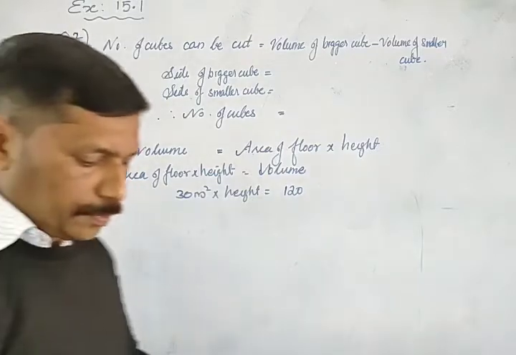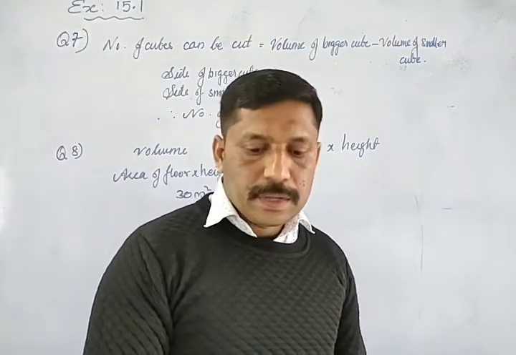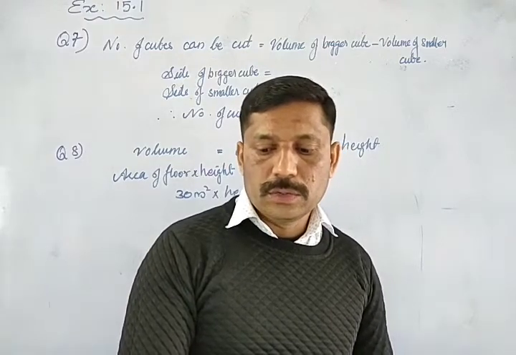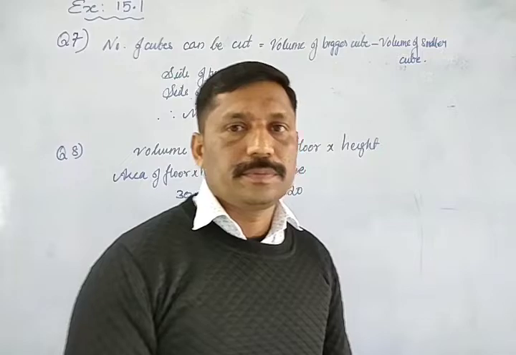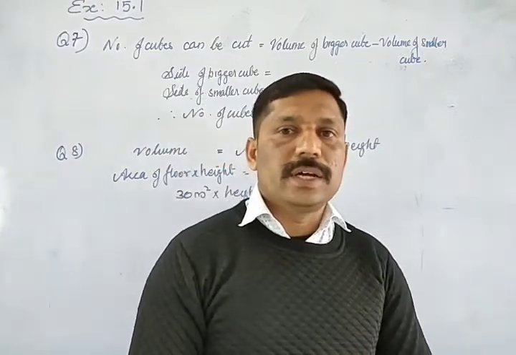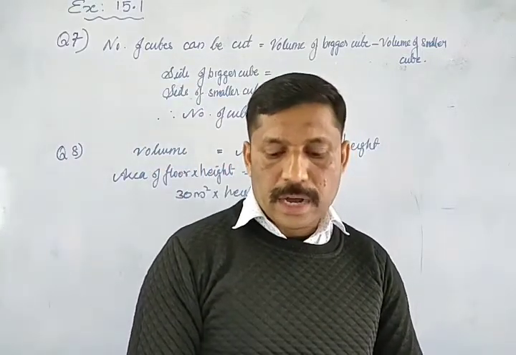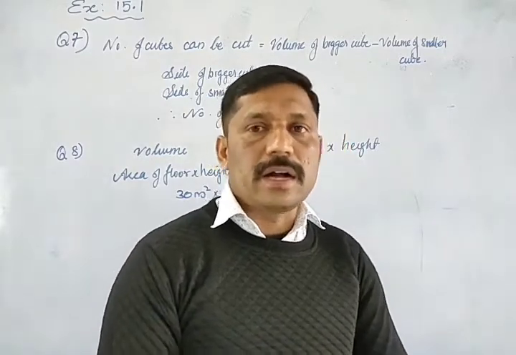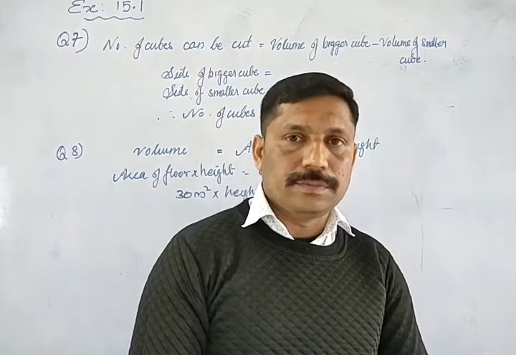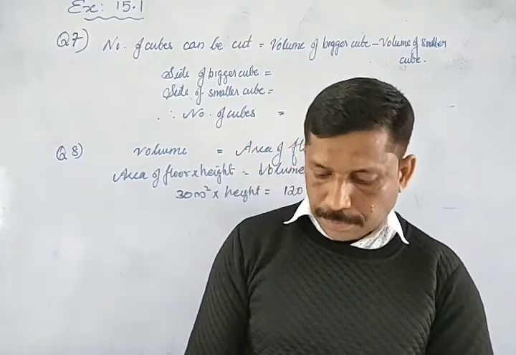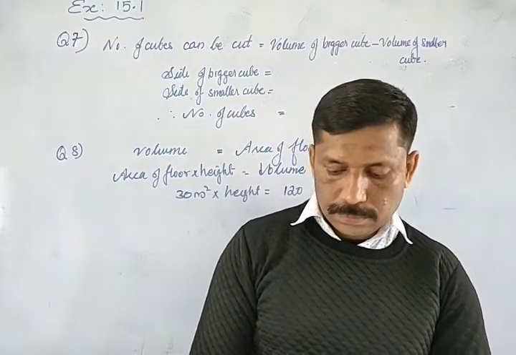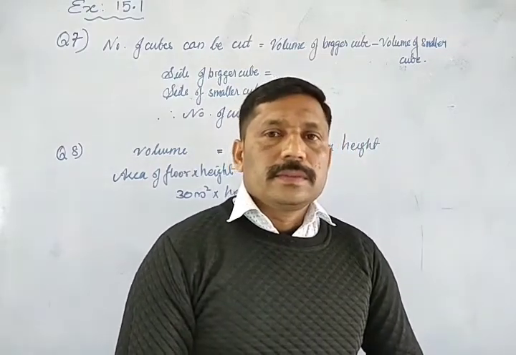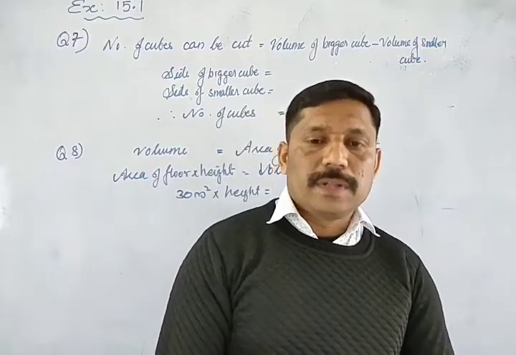Question number 7. I will read the question. How many 2 centimeter cubes can be cut from a bigger cube whose side is 32 centimeter? One big cube is there, its side is 32 centimeter, and how many small cubes can be cut from that bigger cube?